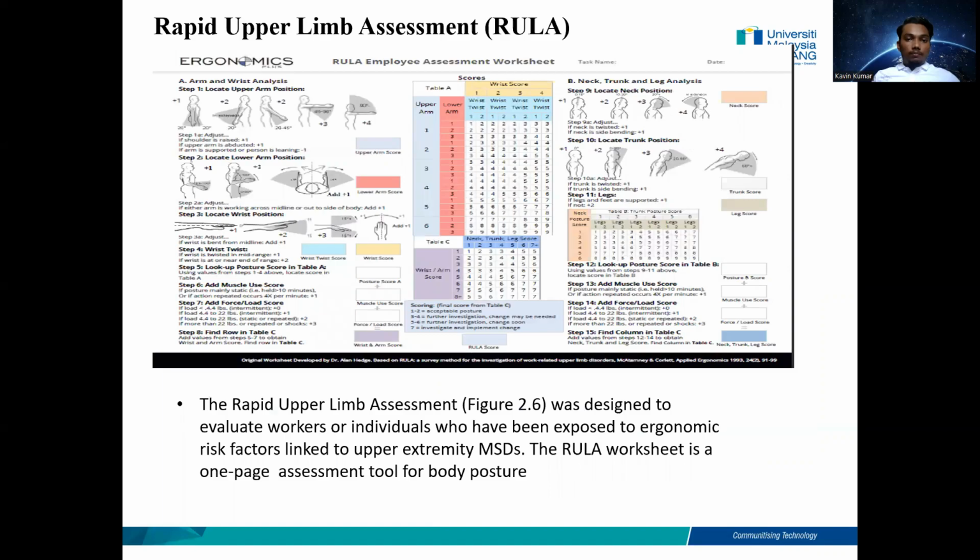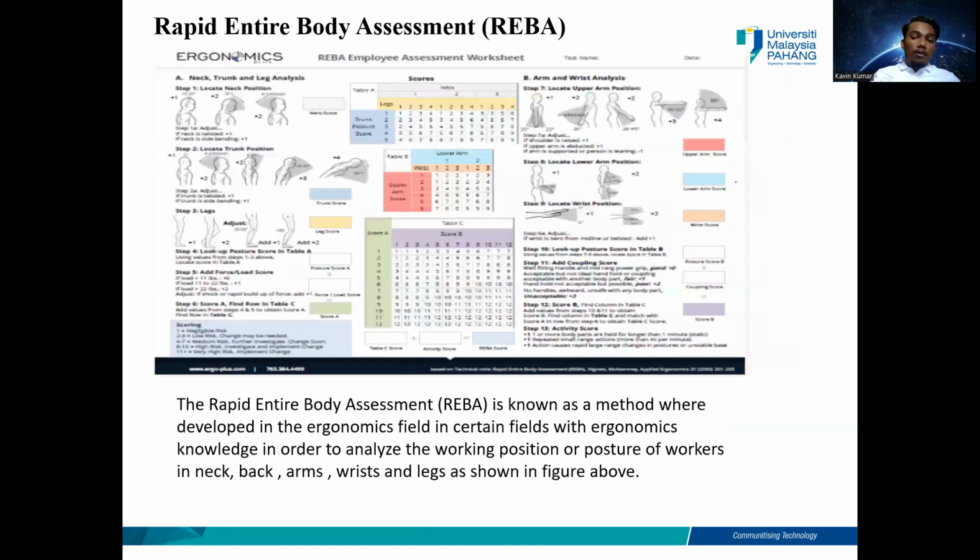So the next section is the Rapid Upper Limb Assessment, known as RULA, a one-page assessment tool for body structure, which is linked to upper extremity MSDs only. So REBA, the Rapid Entire Body Assessment, also needs to be done, in order to analyze the working position or posture of the workers in the neck, back, arm, wrist and legs area, which covers the whole body.